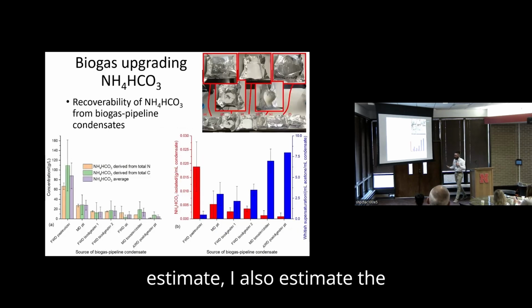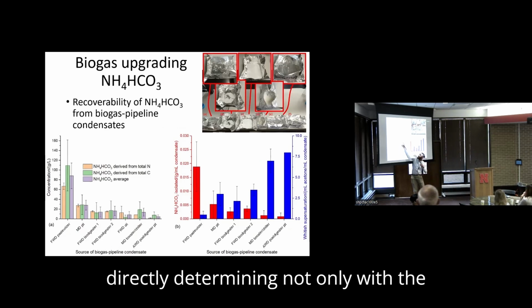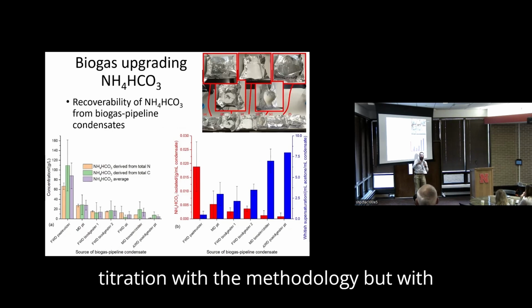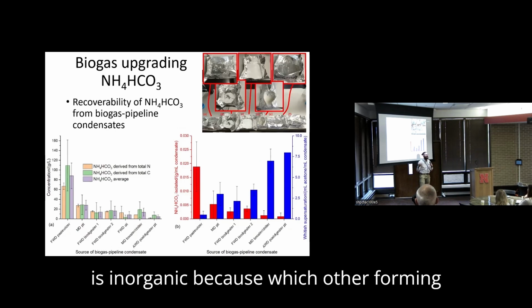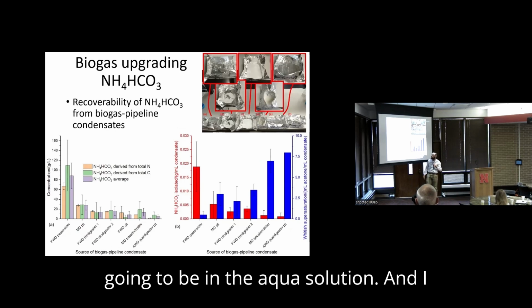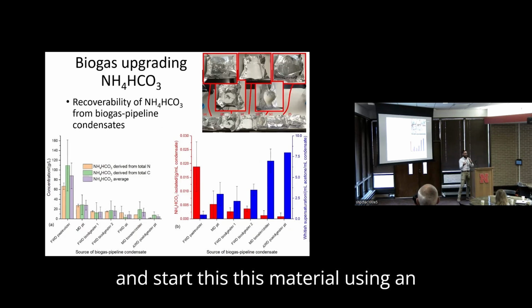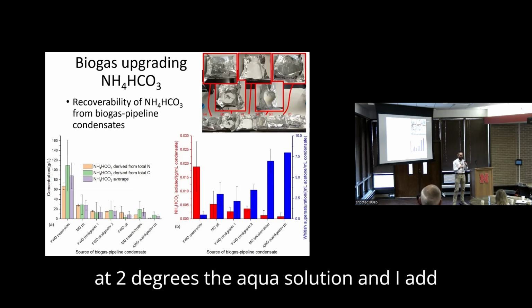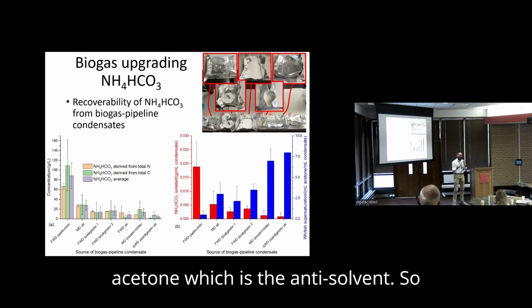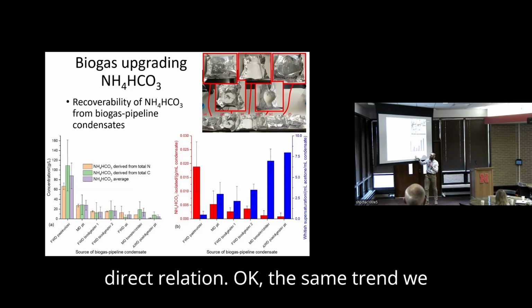So I also estimated the content of ammonium bicarbonate by directly determining, not only with the titration methodology, but with the TOC, directly determining the content of total nitrogen and total carbon, which is inorganic, because which other form is it going to be in the aqueous solution. And I empirically precipitate and extract this material using an anti-solvent method, okay? I cool down the aqueous solution at 2 degrees, and I add acetone, which is the anti-solvent. So here we can see that there is the direct relation. The same trend we found.